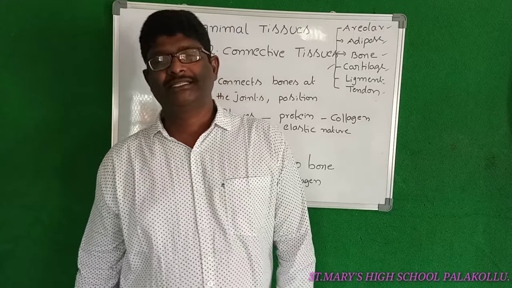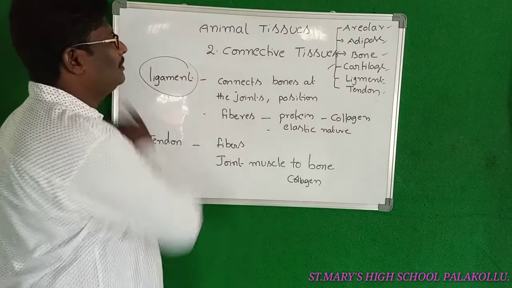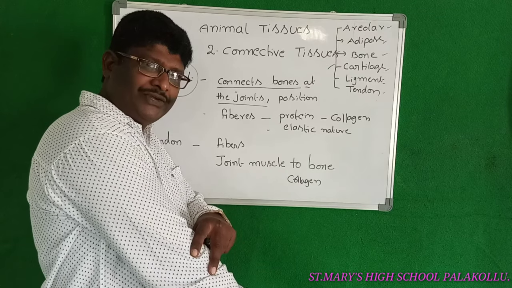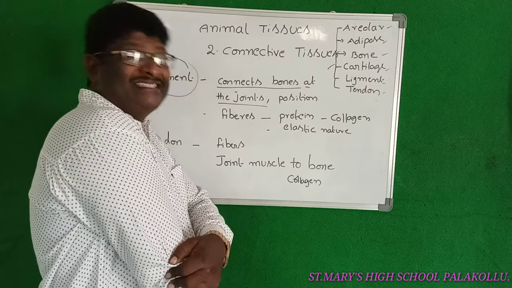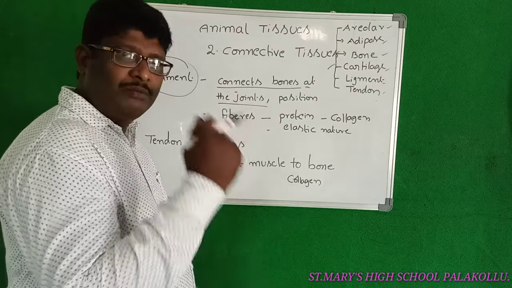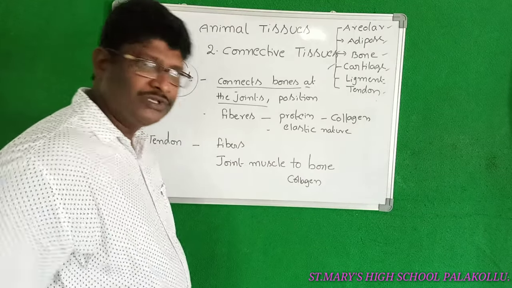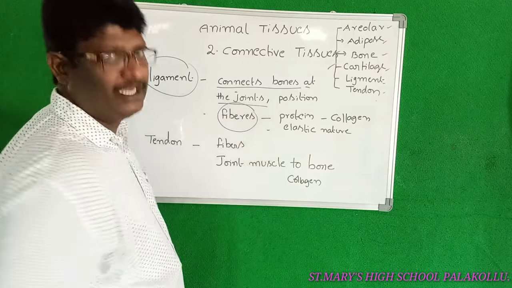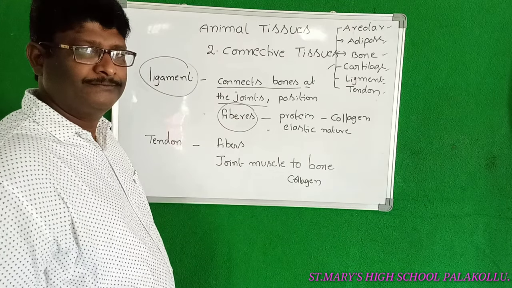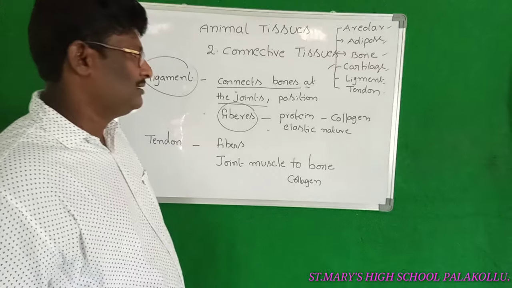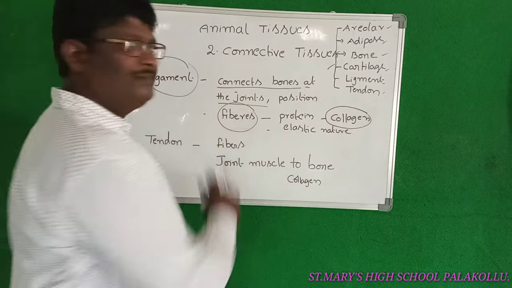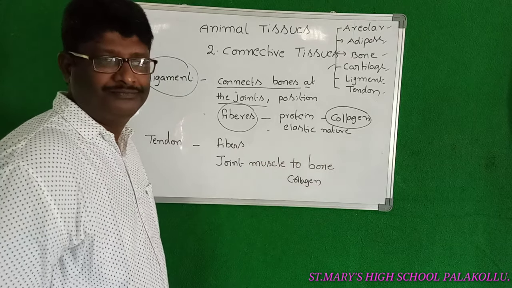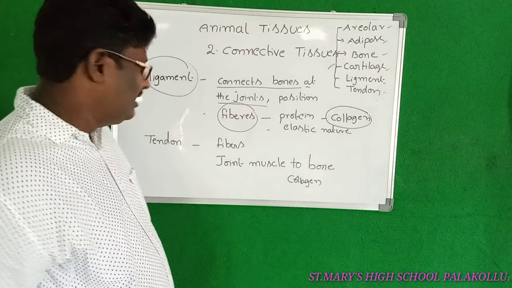So, the next connective tissue is called ligament. It connects the bones at the joints. Wherever there are joints, it is used to connect the two bones at those joints and keep them in position. What is that? Ligament. This is made up of fibers. In the fibers, there is a special protein that is called collagen. This fiber secretes a special protein called collagen. Because of that, this ligament is elastic in nature. Okay. Next, tendon.